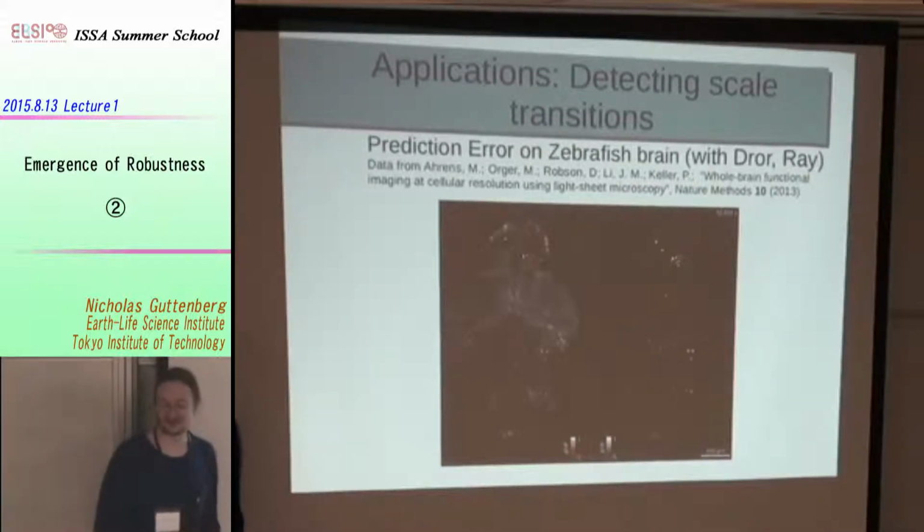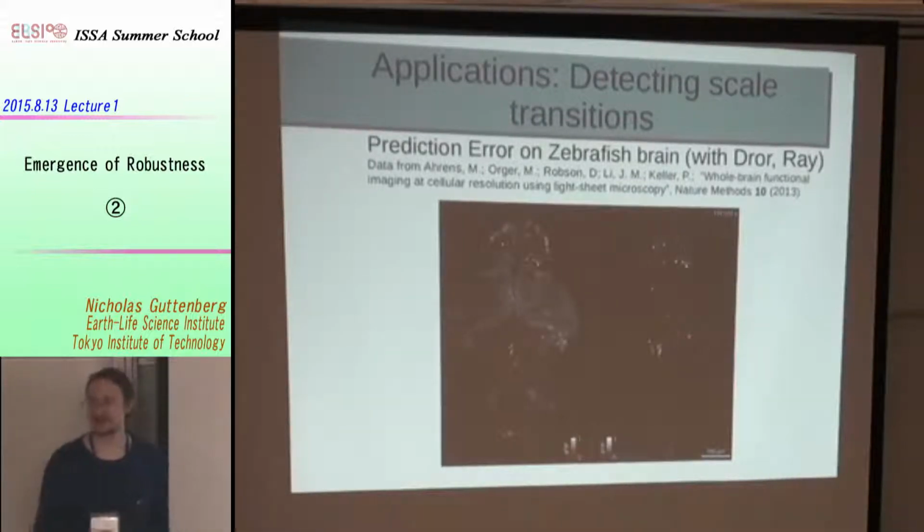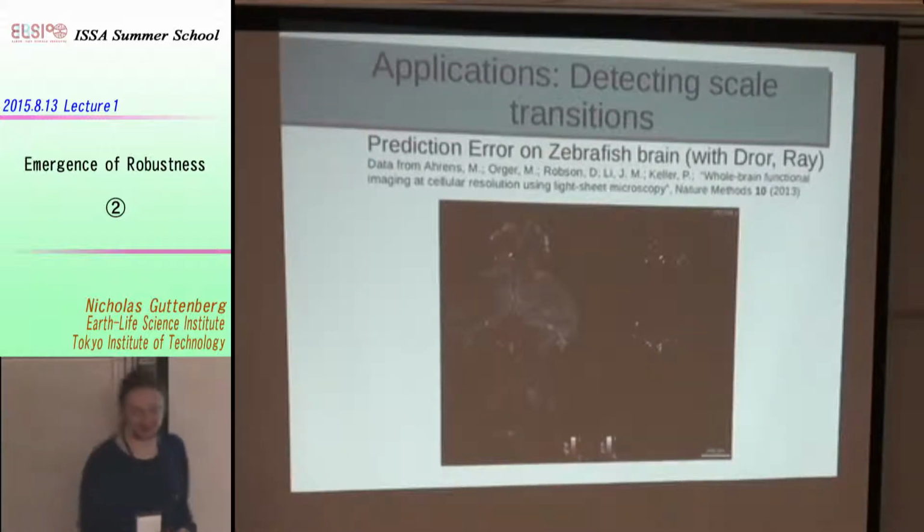Let's do something more neurological. This is calcium imaging data from a zebrafish brain. Dror pointed me to this data and suggested that we might use the same technique to try to figure out what the natural scale is in these dynamics. Unfortunately, we only have about 170 frames of data, which means it's really easy to overfit the neural network. So the results I'm going to show you next are going to be really, really noisy.